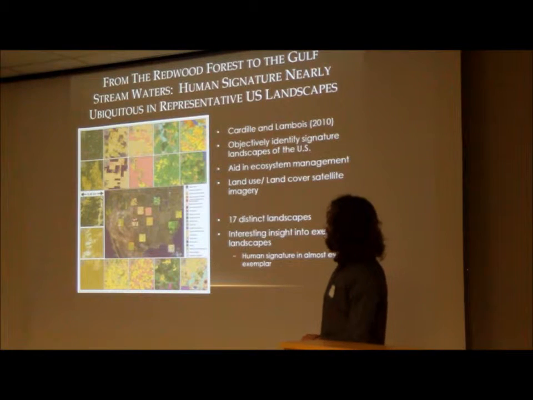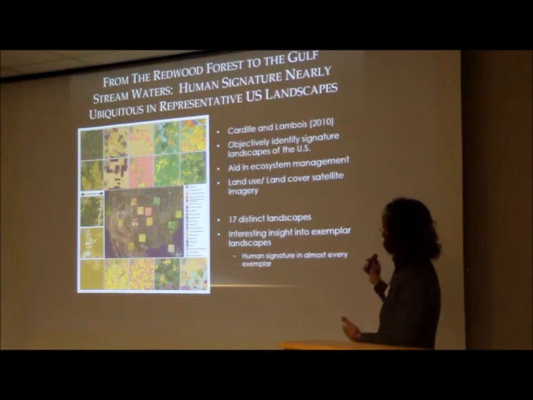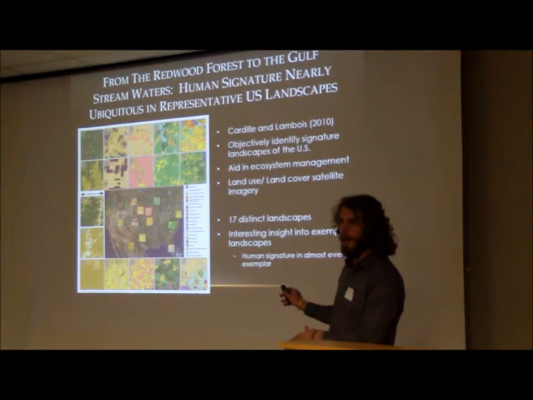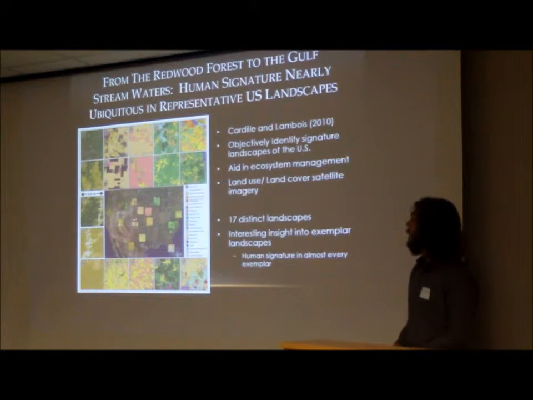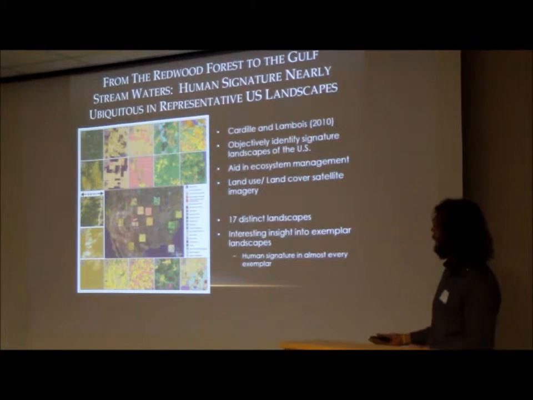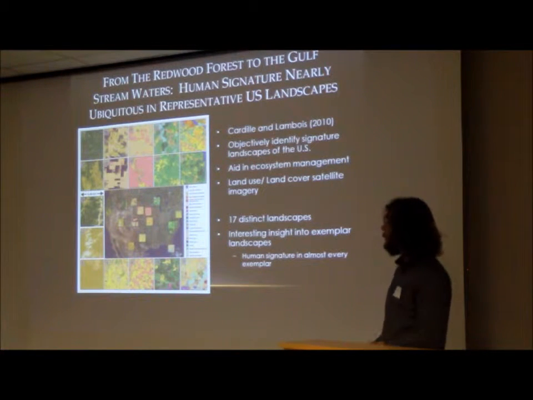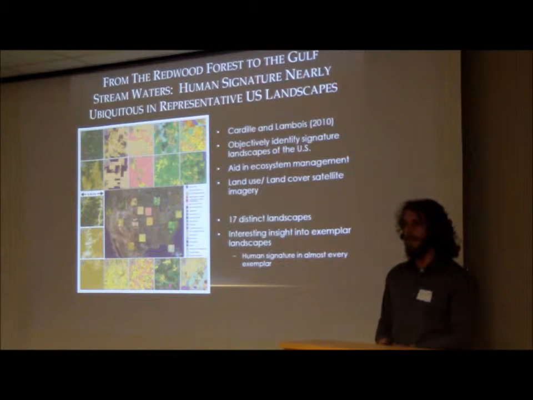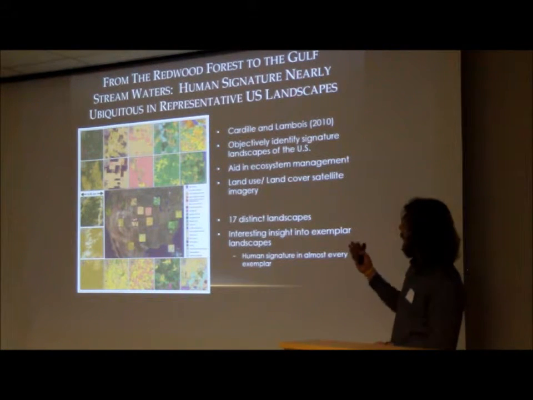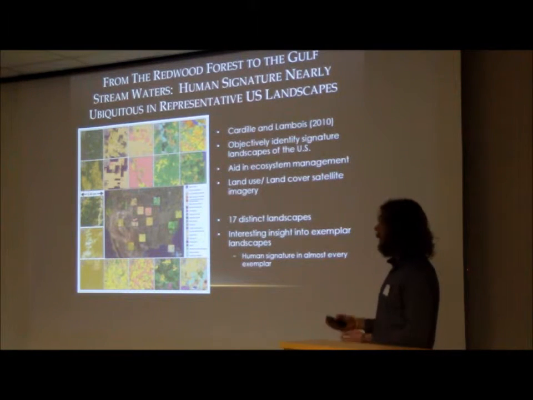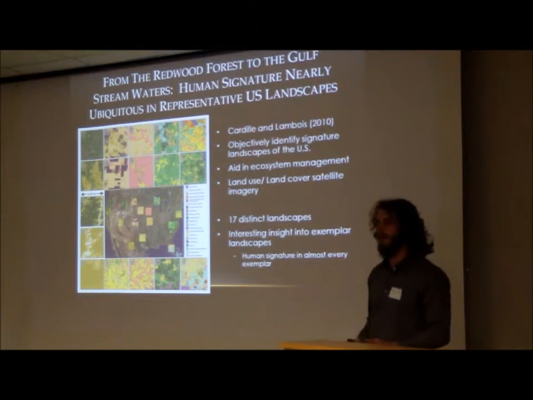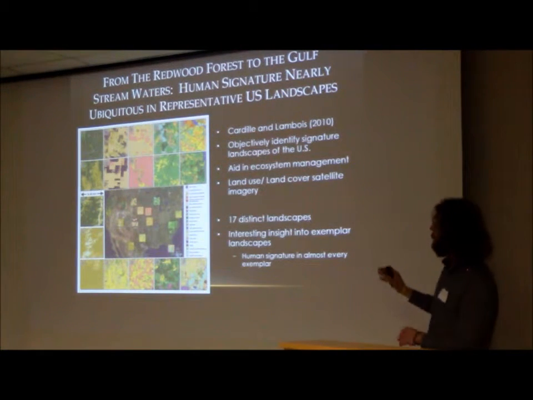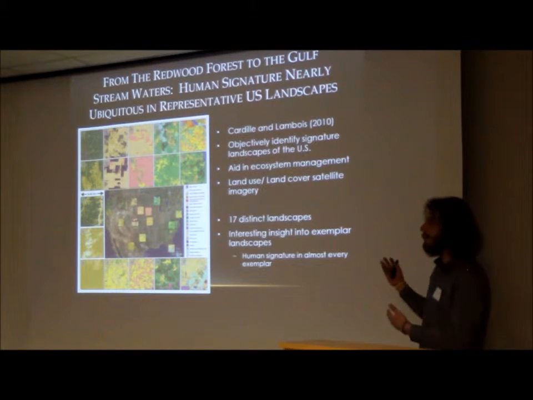That study was called From the Redwood Forest to the Gulf Stream Waters, Human Signatures Nearly Ubiquitous in Representative U.S. Landscapes. The goal of this study was to objectively identify signature landscapes of the U.S. This is very similar to my study, where I attempted to objectively identify signature socioeconomic locations of the U.S. The purpose of their study was to aid in ecosystem management. They used land use, land cover, and satellite imagery as their input data. Their results were 17 distinct landscapes, and they had 17 exemplars shown in that image. An interesting insight from their results is that in the majority of the 17 landscapes, there was human signature in almost every example. I wanted to point that out to show that using affinity propagation, sometimes you result in interesting findings.